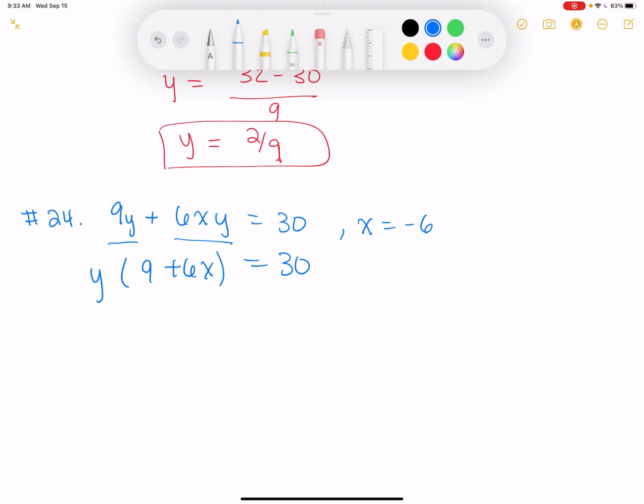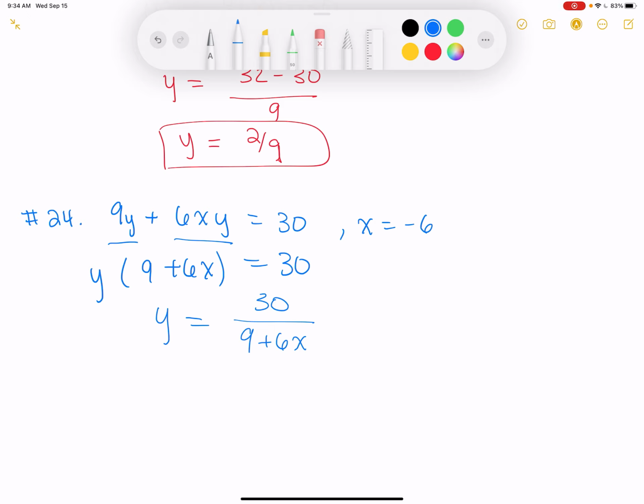All right, so now how do I get y by itself? You've got to divide by that piece.